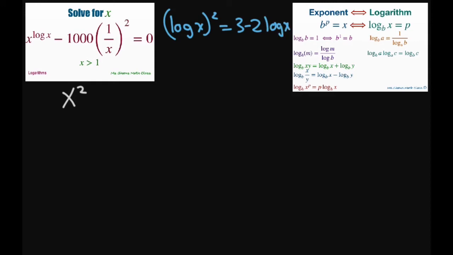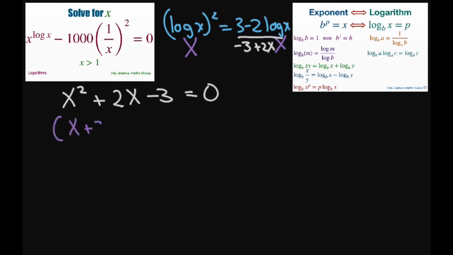All right. So this is going to be a big X, this is going to be a big X, and I'm going to move everything over to the left-hand side of the equation. So that's going to be X squared plus 2X minus 3, just subtracting 3 and adding 2X here. Now set this to 0 and we can factor. When you factor, you're going to get big X plus 3 times big X minus 1 equals 0. Therefore, we get X equals negative 3 or X equals 1.